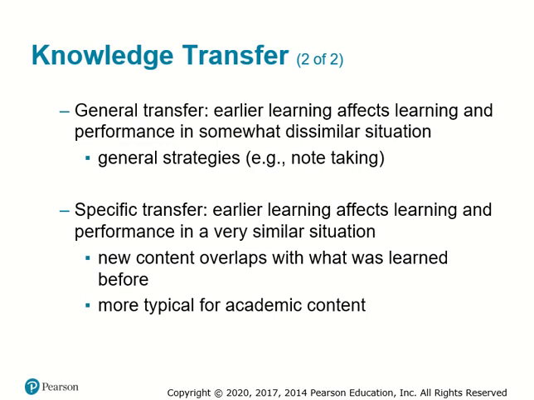Transfer can also be classified into general transfer and specific transfer. General transfer occurs when all your learning affects learning and performance in somewhat dissimilar situations. For instance, let's say a person learned how to take notes in mathematics. After learning how taking notes can be beneficial for their own learning, they begin to take notes in other classes or other courses, including geography, history, English, French, and the other subjects. This is one example of general transfer.